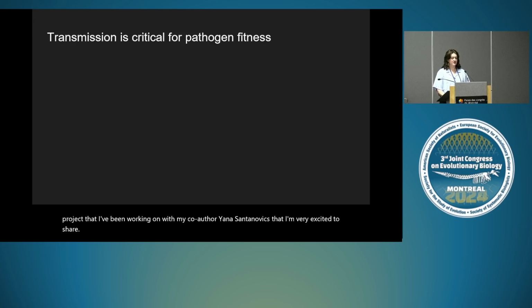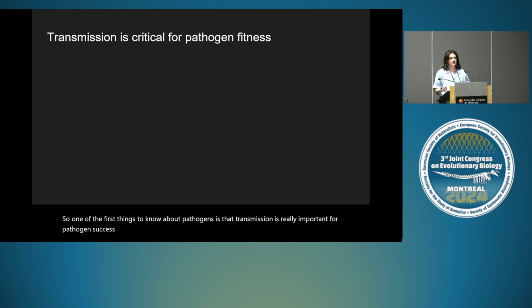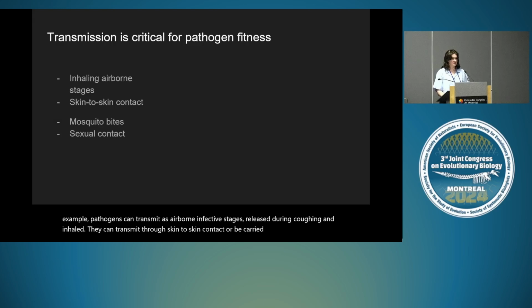So one of the first things to know about pathogens is that transmission is really important for pathogen success. It comprises a huge portion of pathogen fitness. And yet, despite this, we see a wide variety of ways in which pathogens transmit. So, for example, pathogens can transmit as airborne infective stages released during coughing and inhaled. They can transmit through skin-to-skin contact, or be carried by vectors, or be spread during sexual contact.